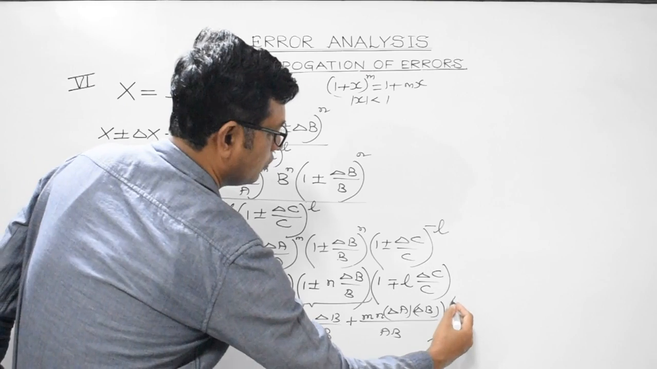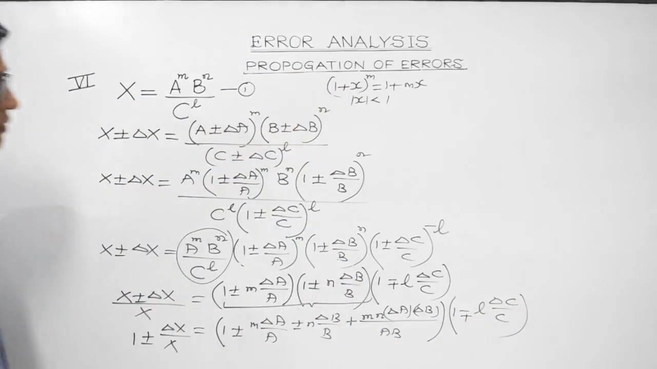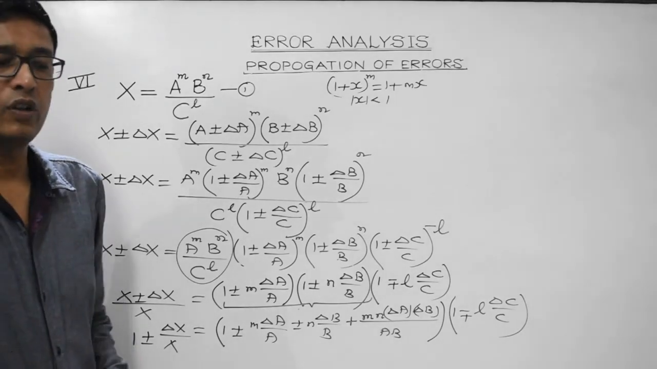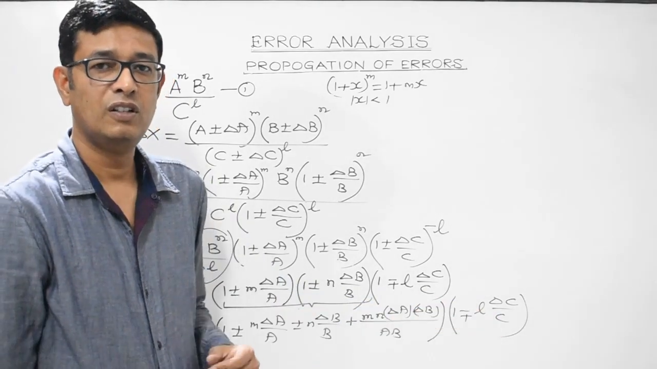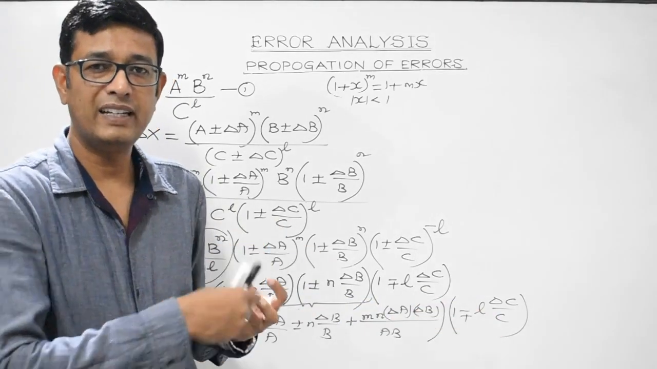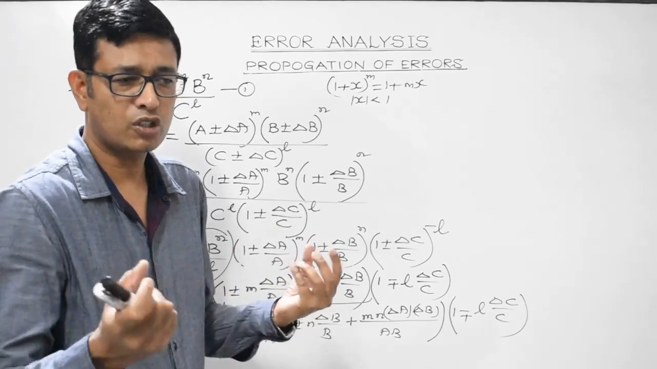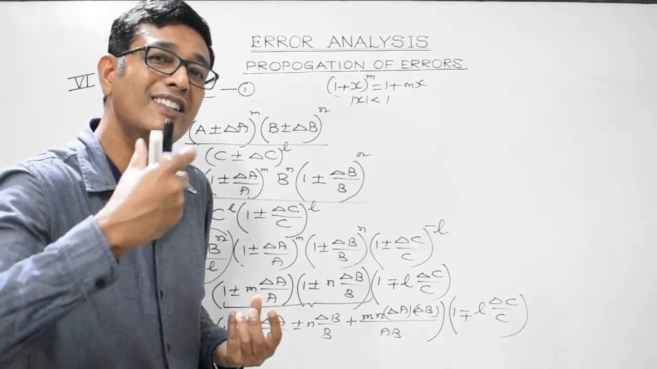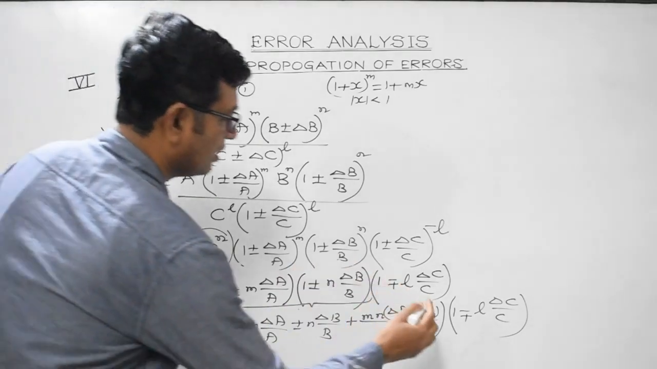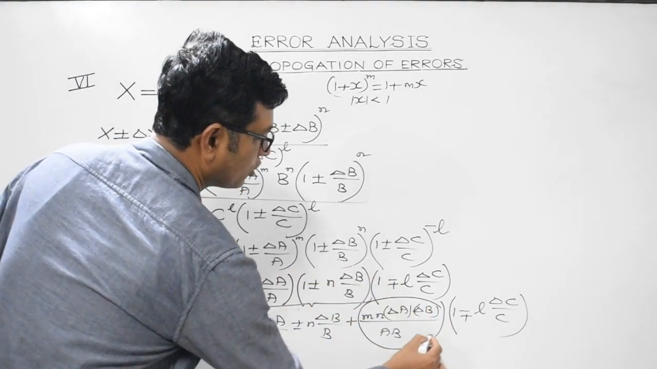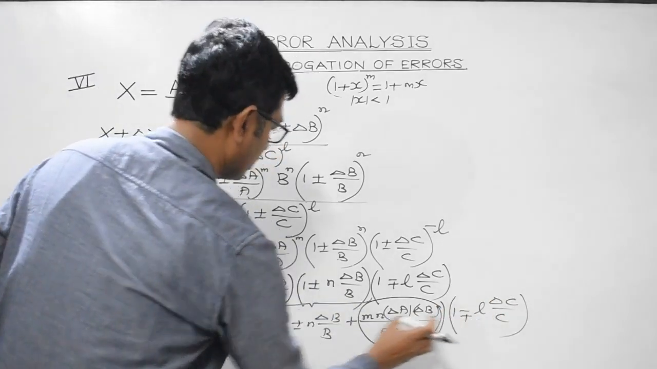And this term, which is 1 plus minus L del C by C. Clear? So students, I have already stated del A, del B, del C, they are very, very small. So the product of these small terms, del A into del B, or del A into del B into del C, or del B into del C, the product of two small quantities would be still smaller. And logically they can be avoided. So this term can be easily neglected. This term approaches 0 and this term can be neglected. So we are left with these two terms, right?